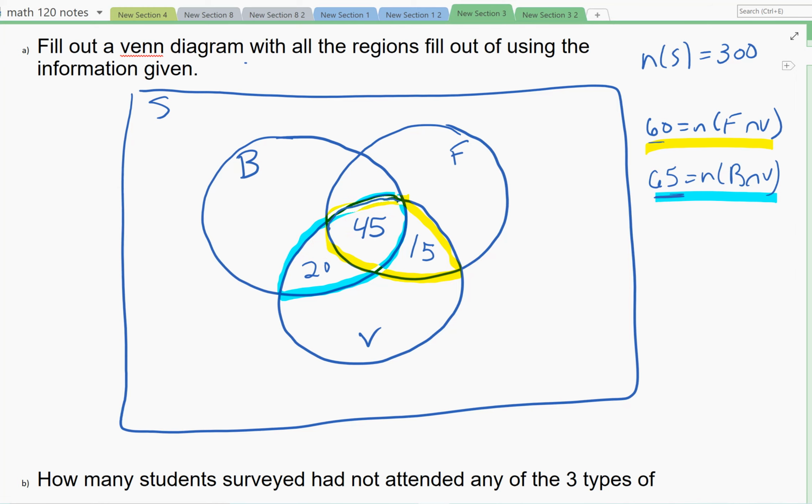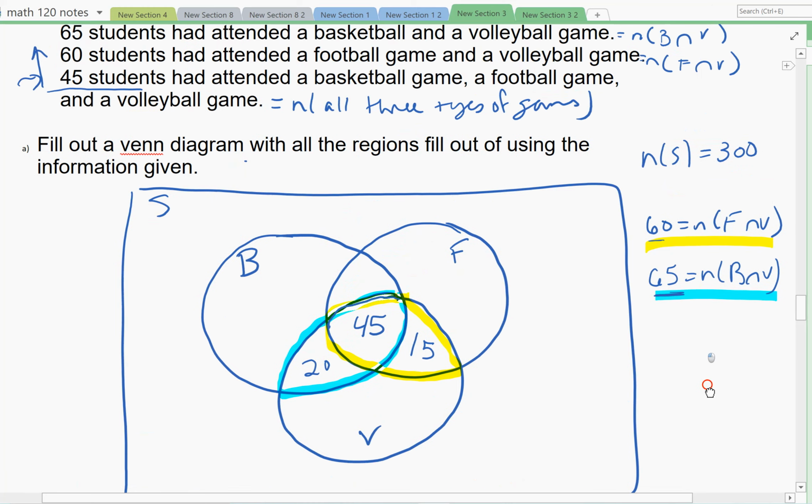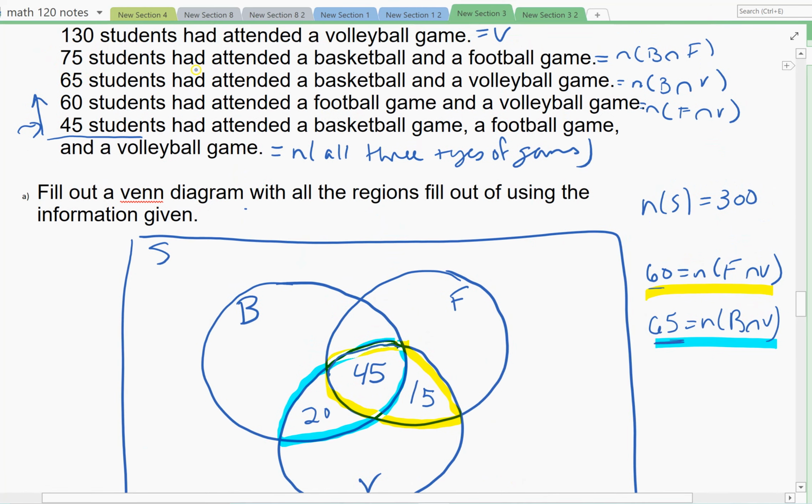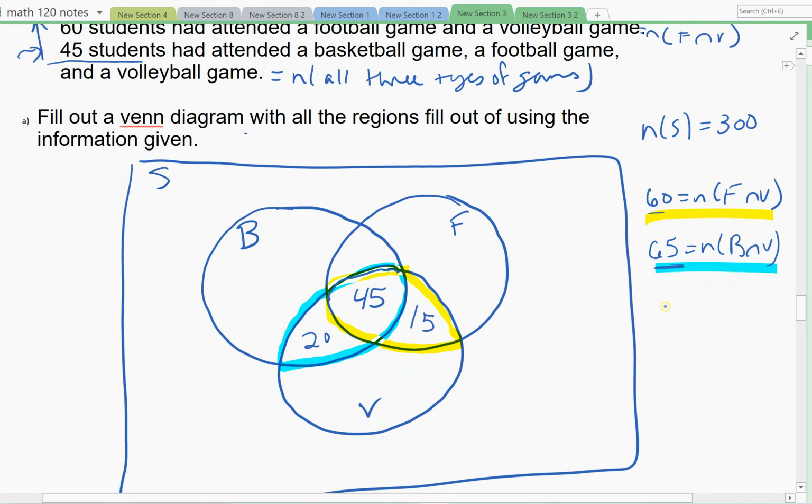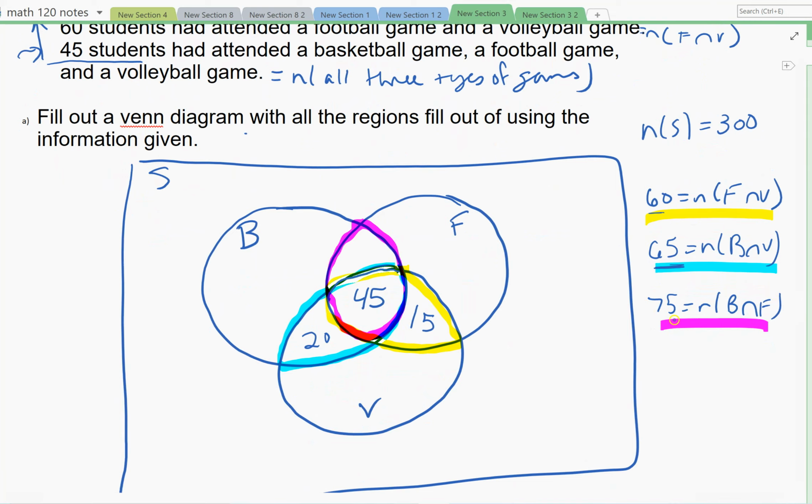Alright, the next "and" statement, the next one up on my list: 75 students attended basketball and football. So 75 attended basketball and football. Basketball and football would be this wedge here, right? Those are everybody who attended basketball and football.